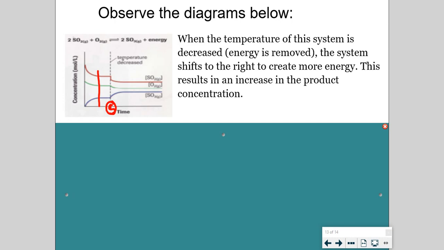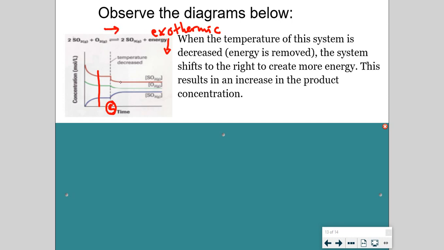But first, before we get into the results, let's look at what's happening here. This is an exothermic reaction. Hopefully you've realized this is an exothermic reaction. We see that energy is being released as if it were a product. So if you've decreased temperature, think of energy perhaps as if it were a chemical, even though it's not. If you decrease this, you're going to want to produce more of it. So that means it's going to shift to the right.